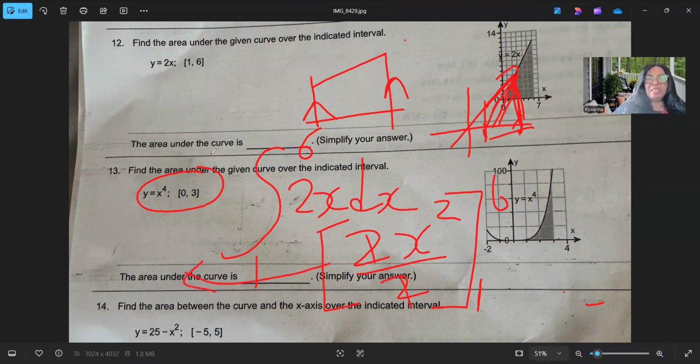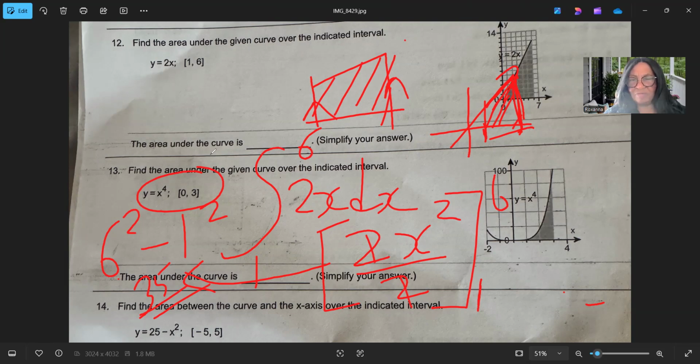So it means the upper bound 6 squared minus 1 squared. So I substituted 6, the upper bound squared, minus 1 squared. 6 times 6 is 36. 1 squared is 1. 36 minus 1 is 35. Therefore, this area is 35. So that area is 35 according to our calculations using the first fundamental theorem of calculus.